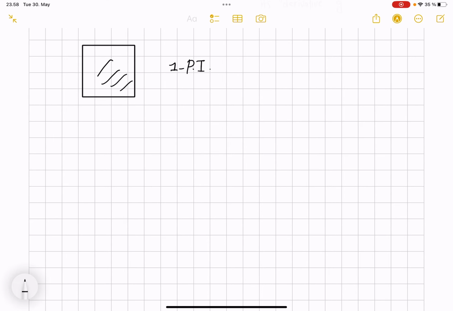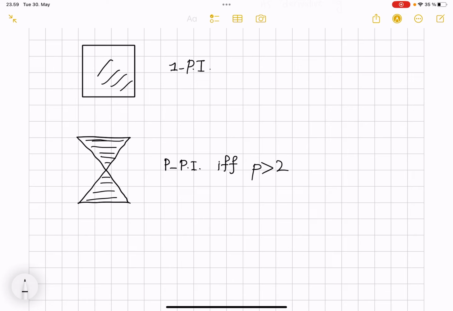I mentioned also that if you have a similar space, but then you pinch it in the middle, you crush this central line segment to one point, this weakens the Poincare inequality to p strictly bigger than 2. So for 2 or smaller, there is no p-Poincare on the space.